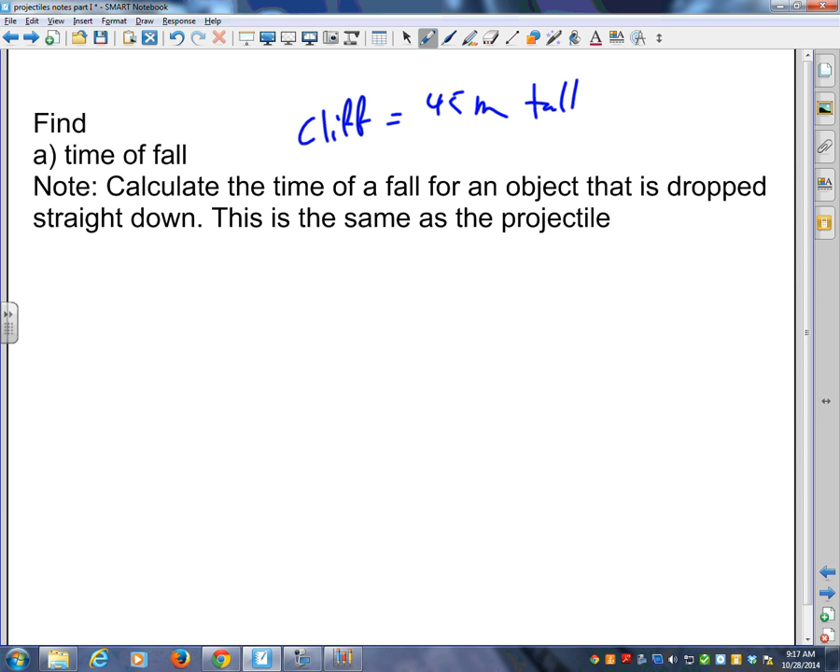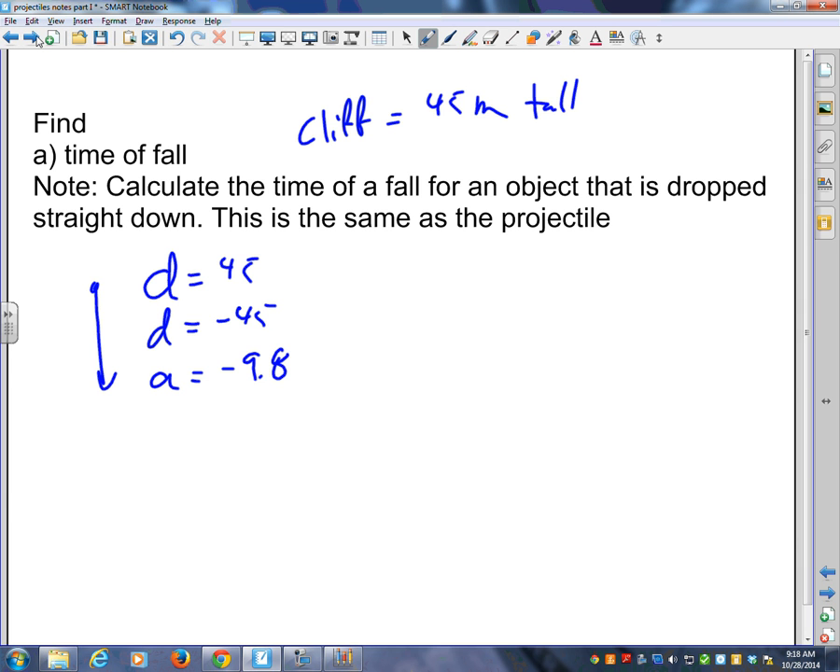No, because rule number one of all these problems is what? The horizontal and the vertical are independent. It makes no difference that it's going horizontal. None whatsoever. So all I really need to do is figure out how long it takes for an object to fall 45 meters down. Now, would you use d equal to 45 or d equal to minus 45? And before you answer, would you use acceleration of minus 9.8 or positive 9.8? I think we would all agree that it would be minus 9.8, wouldn't we? So do I use 45 or minus 45?